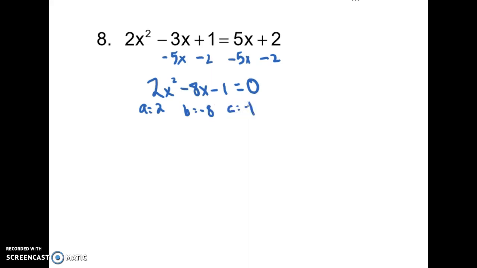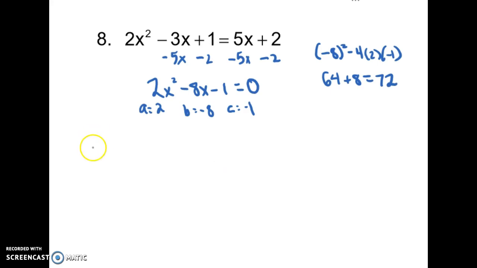In fact, I have a suspicion that it's not. But if we have this, I can now plug in b squared minus 4ac. So negative 8 squared minus 4 times 2 times negative 1. And that's going to give us 64 plus 8, which is 72. Greater than 0 but not a perfect square, the quadratic formula is the way I'm going to approach this.